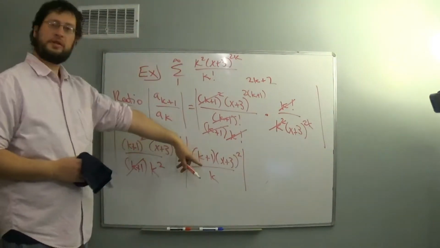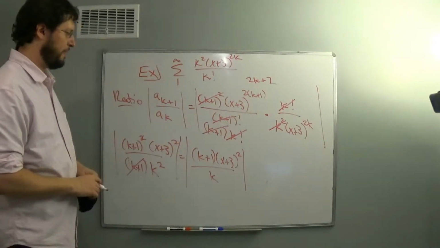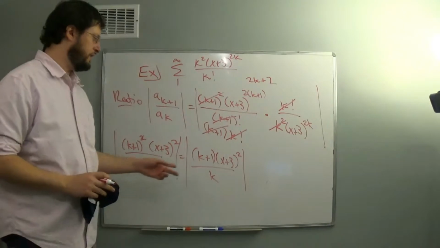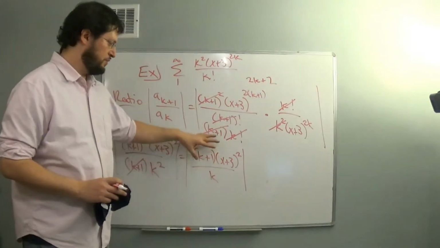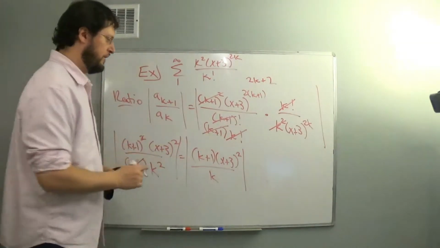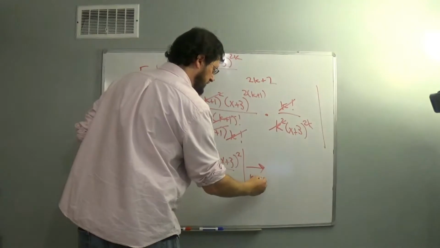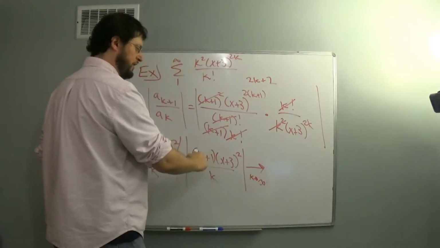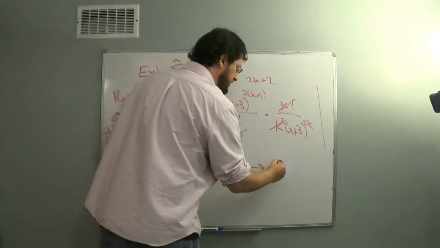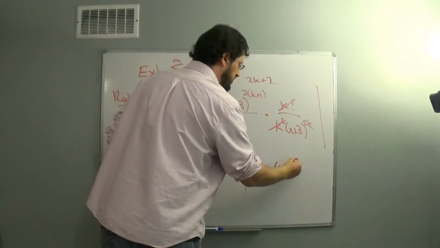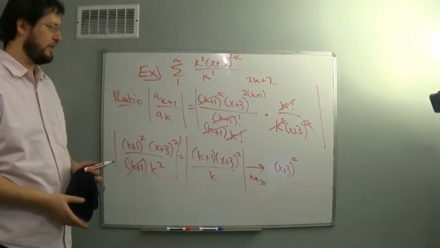That's fine, we've done a lot of work to get there, but we're not near done yet. We've got to take the limit as k goes to infinity. As k goes to infinity, the k plus 1 and the k are the biggest degree terms. k plus 1 over k is 1. So in the limit, as k goes to infinity, this stuff goes to 1, and we're really just left with (x plus 3) squared in absolute value, but since it's squared, it's already positive. And the final limit is just (x plus 3) squared.